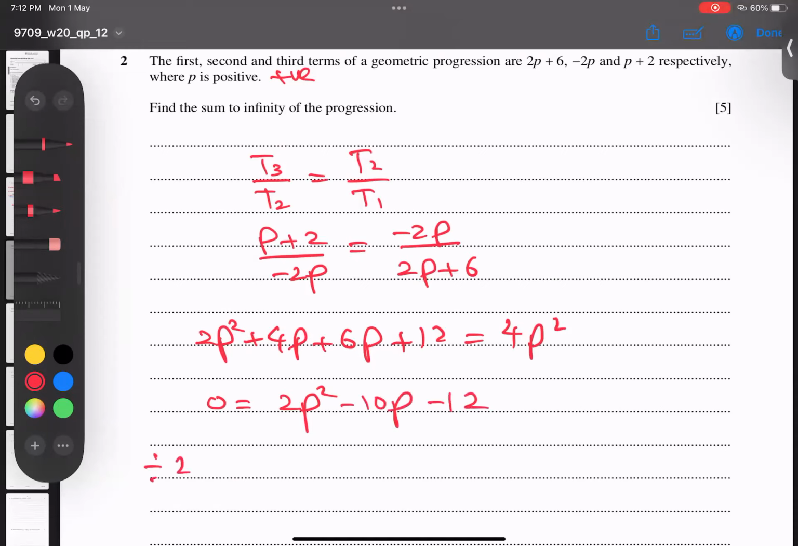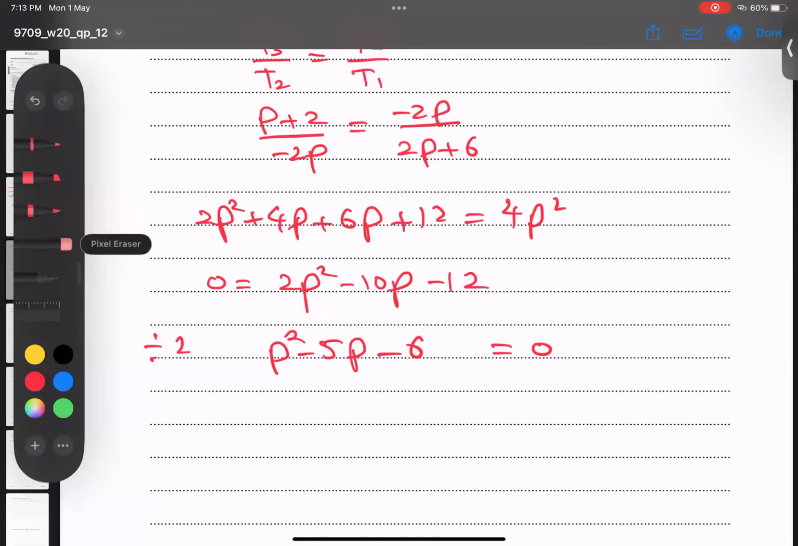Divide by 2, and if you write 0 here, no effect will come. At the same time I'm dividing by 2 also. So 2 5s are and 2 6s are. Factorization, and 6 1 is 6 and 3, or apply the quadratic formula. And I think so, p squared minus 5p minus 6 is equal to 0.